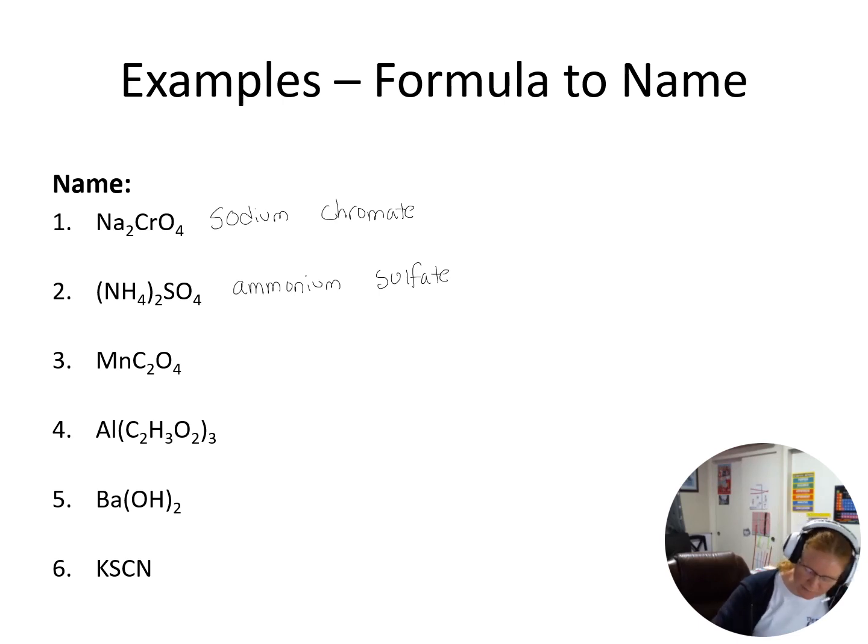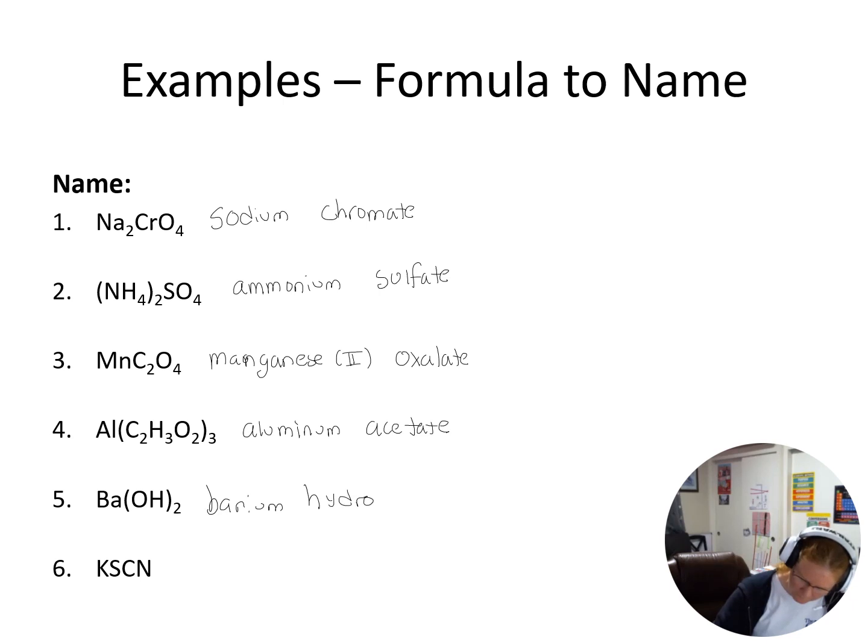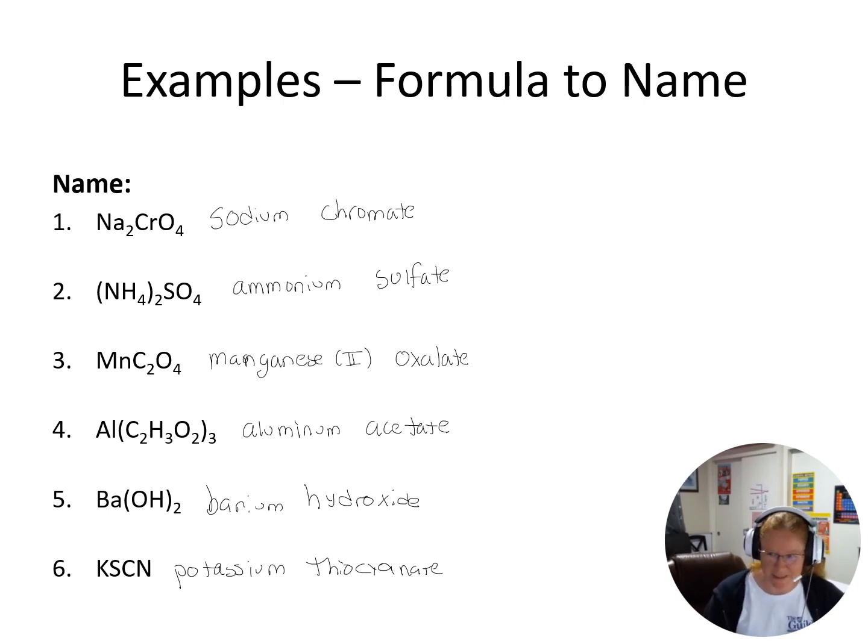Okay, here's another lovely transition metal. This is going to be manganese 2 oxalate. Okay, and then this is aluminum acetate. Barium hydroxide. And here's one of those thio compounds. This is potassium thiocyanate. Okay. All right. So again, start getting used to those.